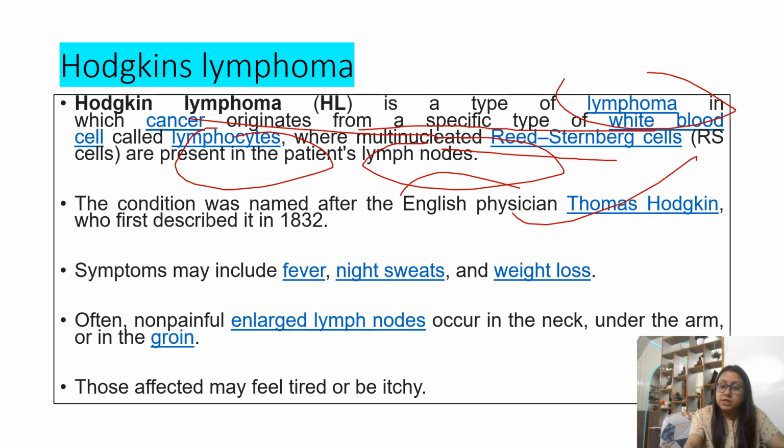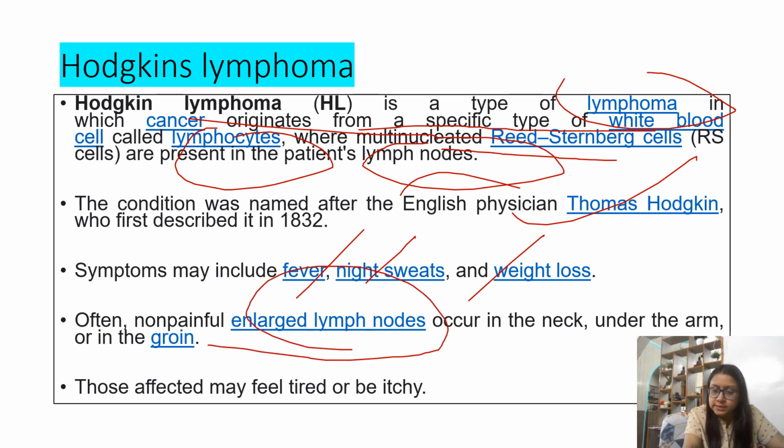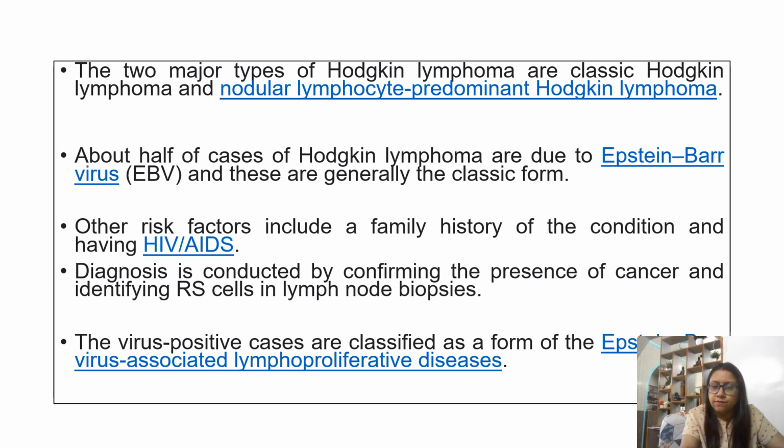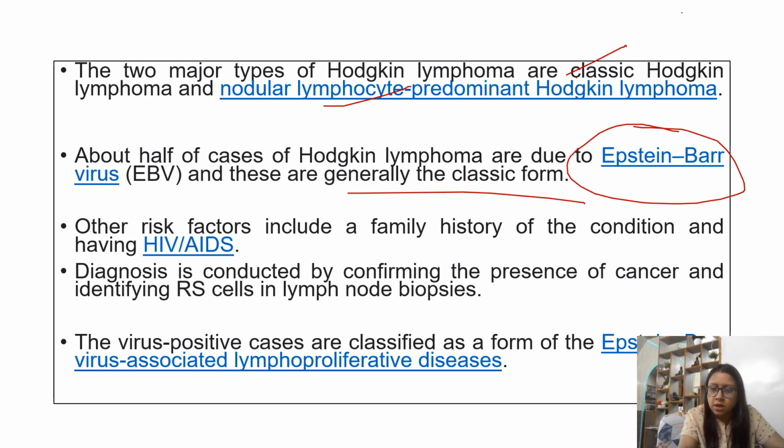What he noted was that patients initially had non-specific symptoms like fever, night sweats, weight loss, and often non-painful enlarged lymph nodes seen in the neck, underarms, or groin region. The patient may feel tired or be itchy. The two major types of Hodgkin's lymphoma are classical Hodgkin's and nodular lymphocyte predominant Hodgkin's lymphoma. About half of the cases are associated with Epstein-Barr virus, generally seen in classic Hodgkin lymphoma. Other risk factors are family history, or the patient having HIV or AIDS.